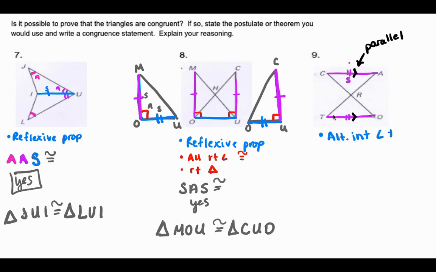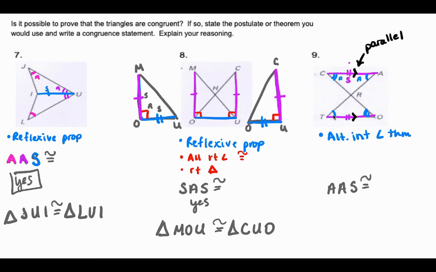interior angles theorem. So my angle A, if I go down that same transversal to the other parallel, will match up with angle T. And my angle C, if I follow that transversal down to the other parallel, will match up with the angle O. And now I actually have two sets of angles, one on each side of that side. So we can use our angle, angle, side congruence.